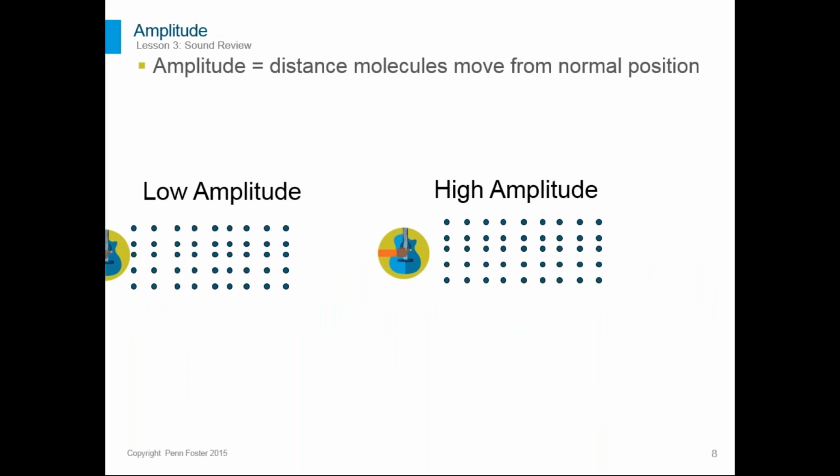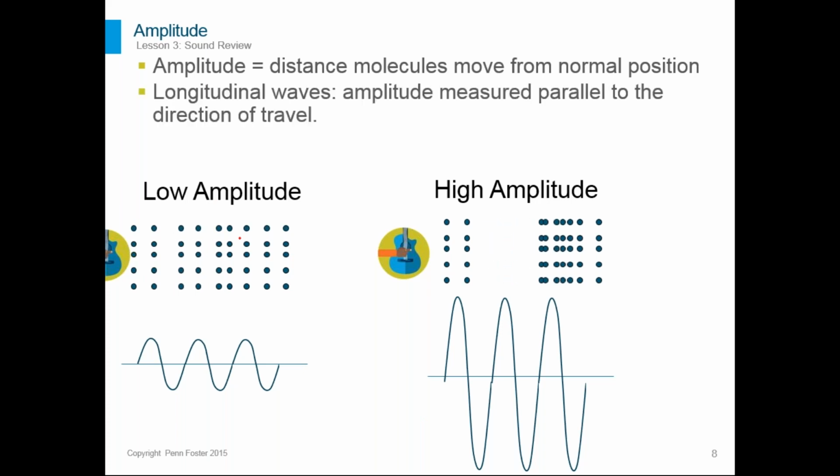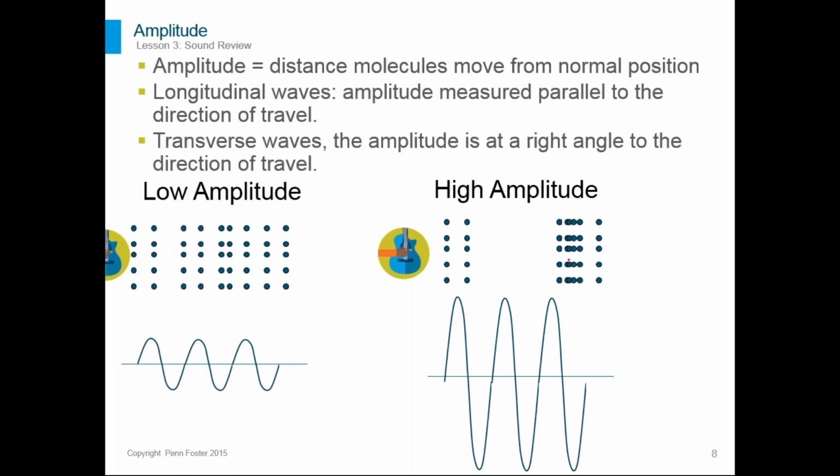You can also look at the amplitude of the waves. So it's the distance that the molecules move from their normal positions. So this one on the left, you can see that there's a compression, but it's not all that big. You know, a little bit of a compression and then it goes back. Compared to the one on the right where the compression is moving a lot. It's really squishing the molecules. It's really moving them a big distance from their normal position. So that's what it looks like in a longitudinal wave.